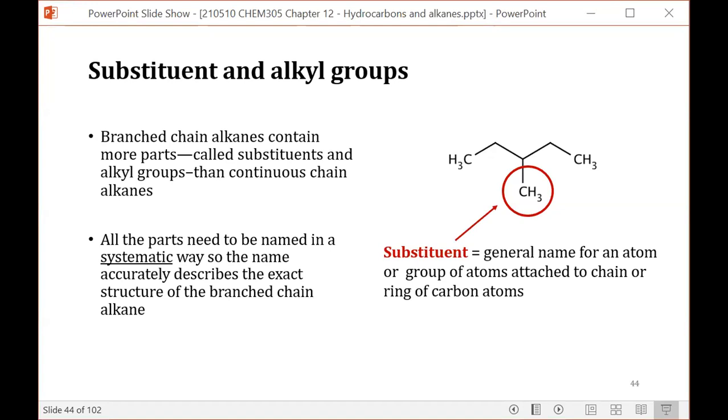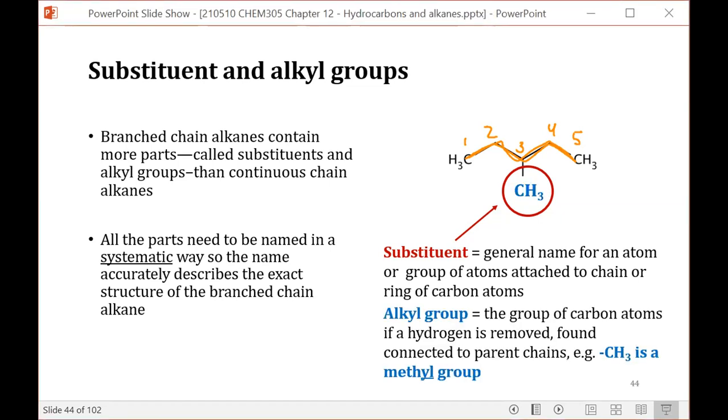So a substituent is the general name for an atom or a group of atoms that is attached to a chain or a ring of carbon atoms. So if our chain is this chain of 5 carbon atoms, 1, 2, 3, 4, 5, then a substituent off of that is one of these branches sticking off. So a substituent is just a general name for anything sticking off of a chain or ring of atoms.